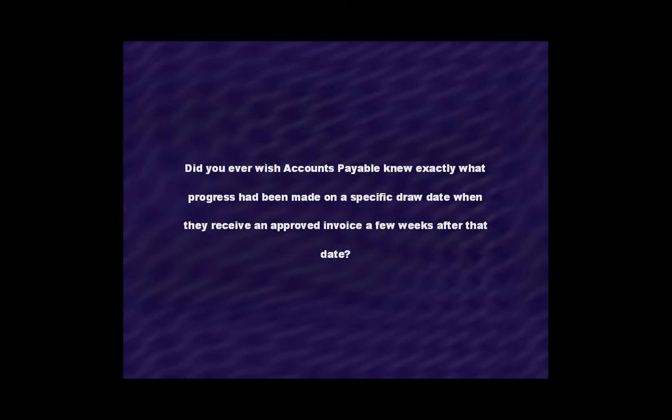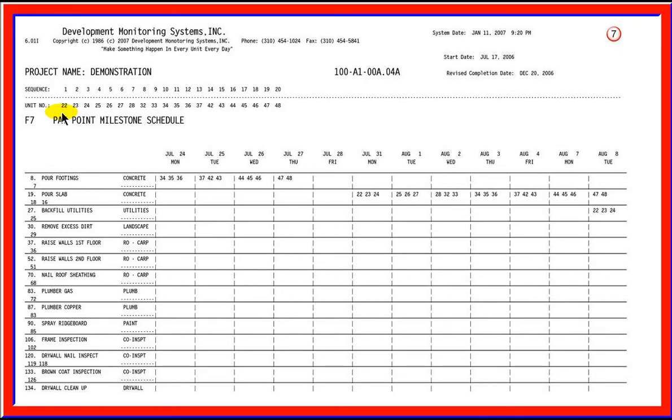Did you ever wish accounts payable knew exactly what progress had been made on a specific draw date when they receive an approved invoice a few weeks after that date? This report is the Pay Point Milestone Report. Its objective is to enable the builder to proactively record progress on draw dates. It can be tailored to any activities needed by accounts payable. It eliminates problems of depending on memory at a later date to verify progress on an invoice.